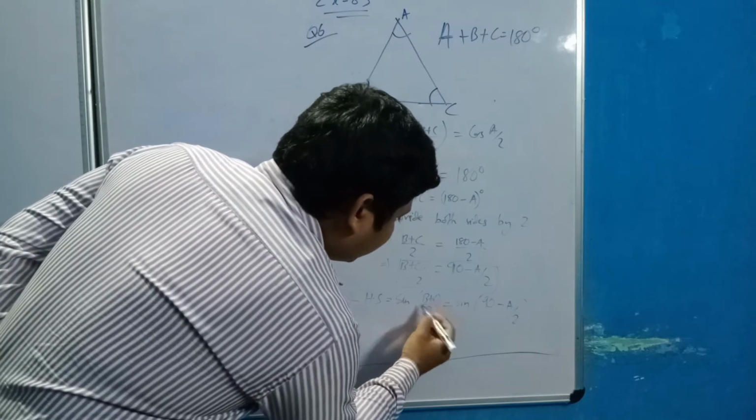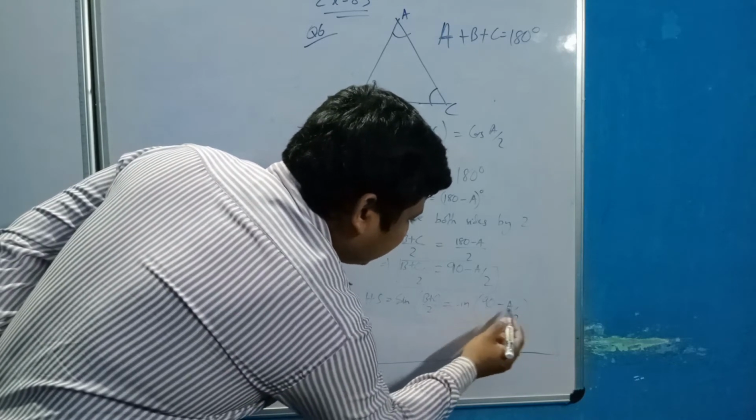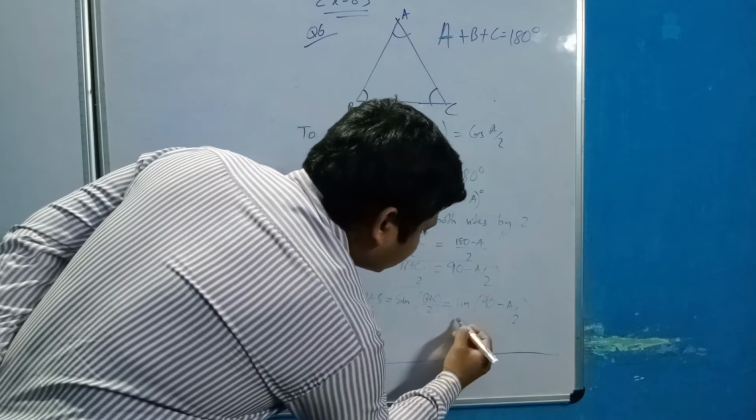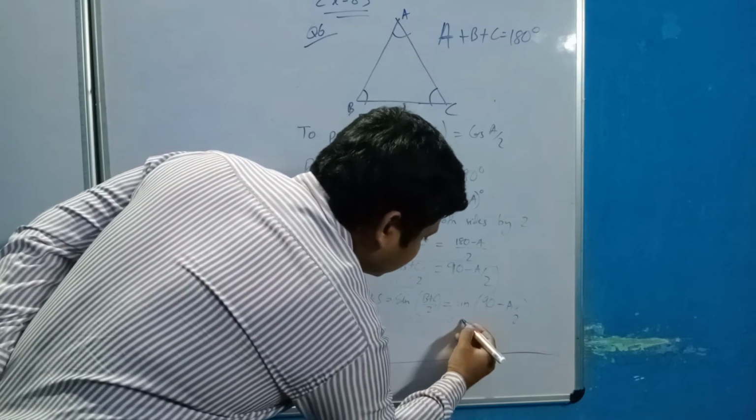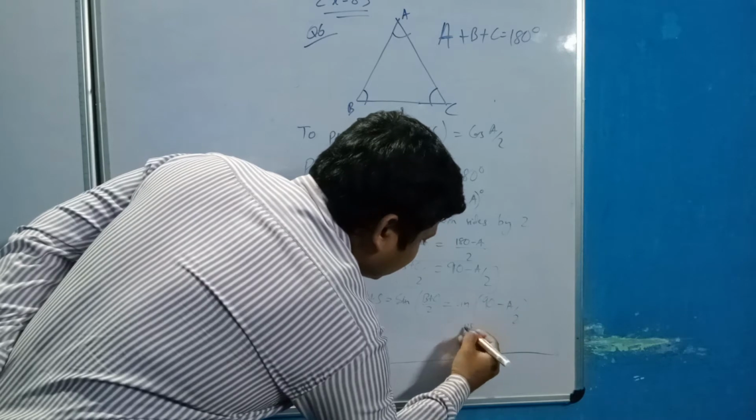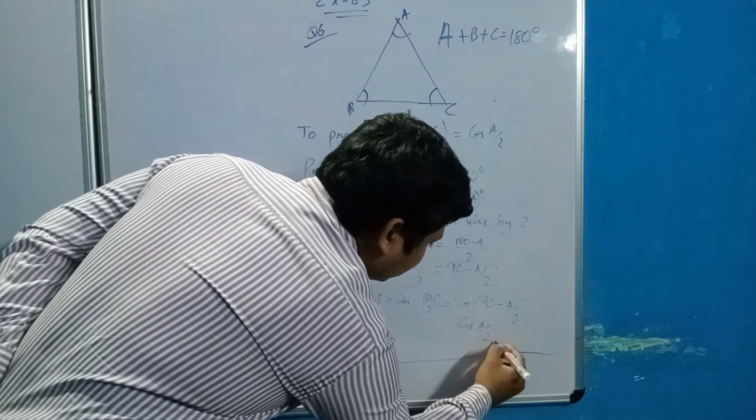In place of (B plus C) by 2, I replaced 90 minus A by 2. Now sin of 90 minus theta is cos theta. So this can be written as cos A by 2.